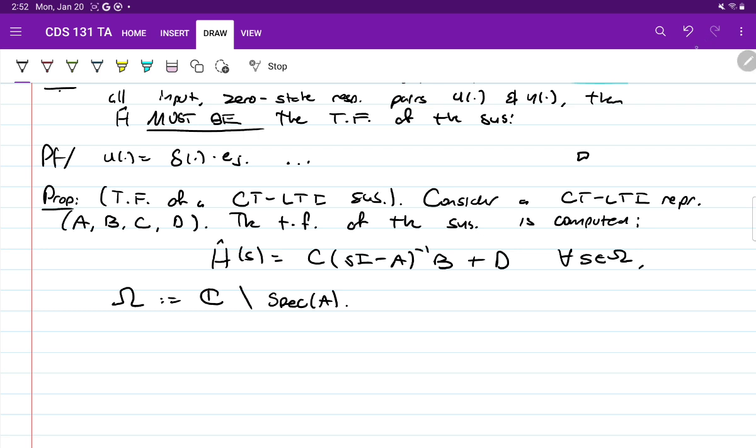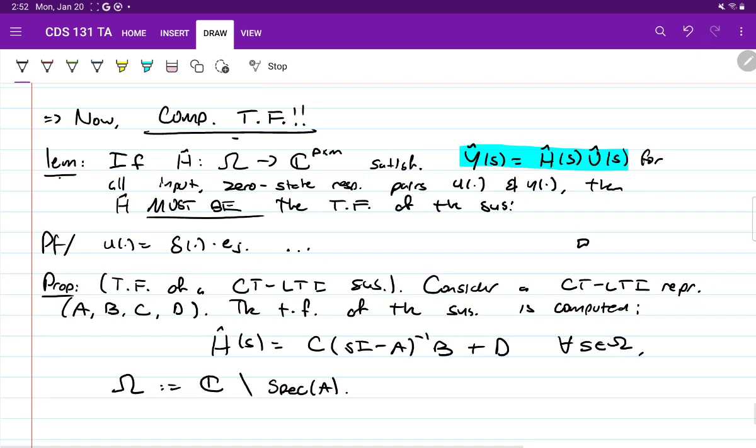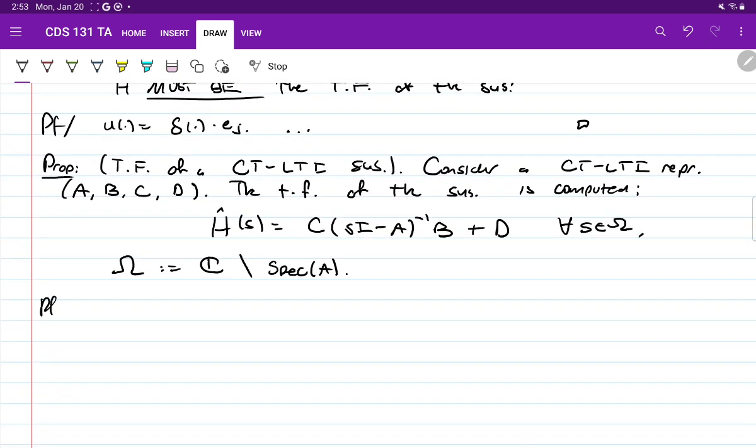Okay, so how are we going to go about proving this? Well, let's just try using this lemma that we just stated up here. Let's start out with our state equation: x dot of t equals A x of t plus B u of t, and y of t equals C x of t plus D u of t. And remember, what we want to compute is the zero state response, the response from zero initial condition.